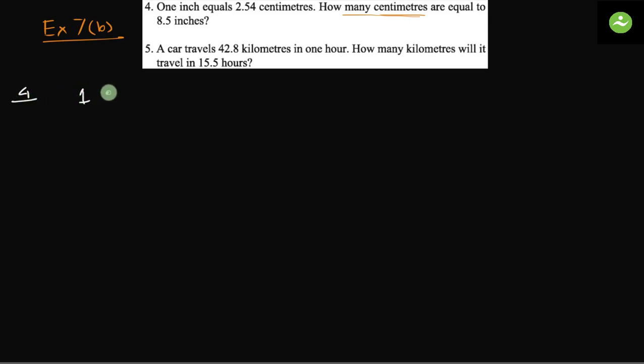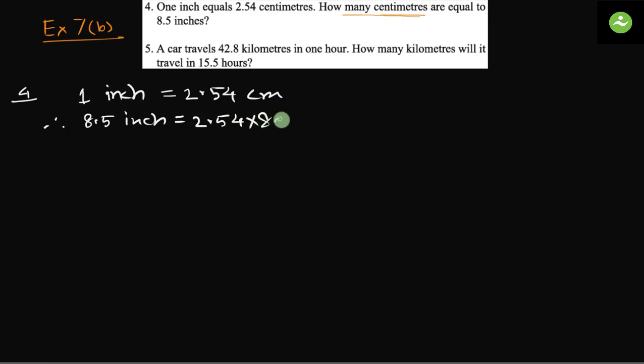1 inch equals 2.54 centimeters. Therefore, 8.5 inches equals 2.54 into 8.5.